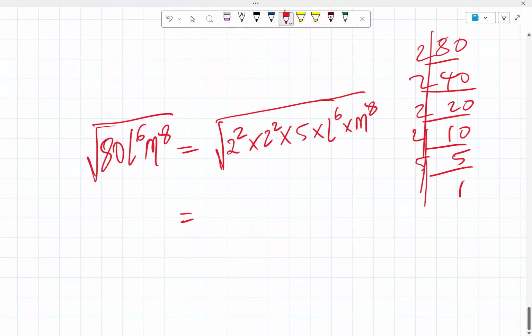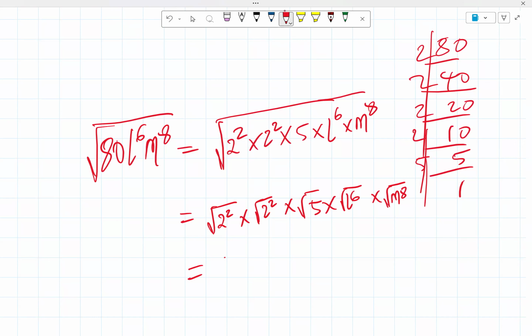So here we have square root of 2 squared times square root of 2 squared times square root of 5 times square root of L6 times square root of M8. Square root of 2 squared is 2, square root of 2 squared is another 2. We have root 5 here. Square root of L6 is L3.